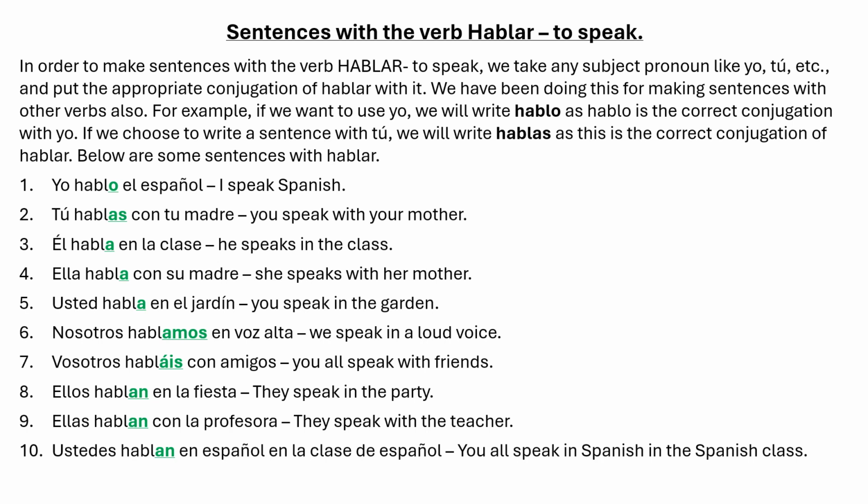So yo hablo el español, I speak Spanish. The correct ending for yo for verb hablar, which is AR, is O. So we write yo hablo. For example, I cannot write yo hablas. It will be considered wrong. Tú hablas con tu madre. You speak with your mother. Number 3, él habla en la clase. He speaks in the class. Again, the correct conjugation of verb hablar for él will be habla. We write an A after omitting the AR. So that is the correct conjugation.